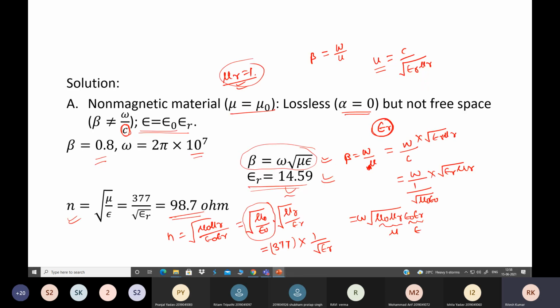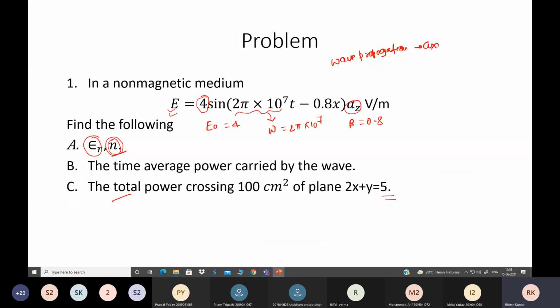Now in the third section of the problem, it is asked to calculate the total power crossing 100 centimeter square of the plane 2x plus y equal to 5. So what is the formula for this? Average power dot product with dS. And we have to consider this surface area, so one can write this dot product with the surface area with its direction.